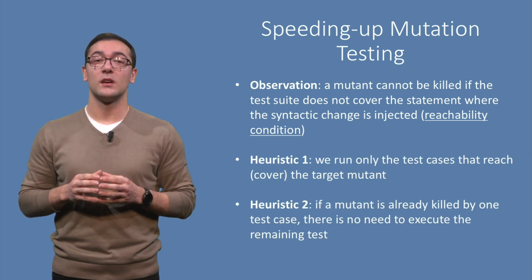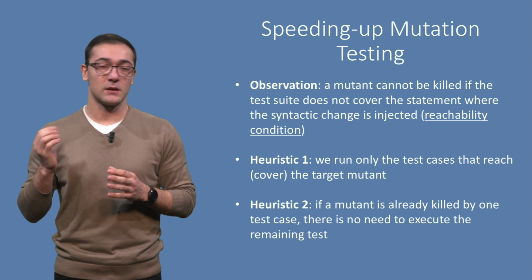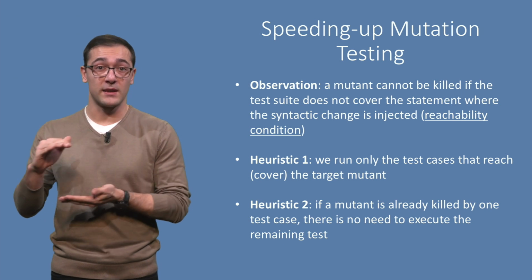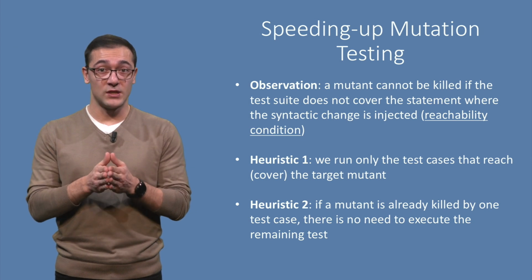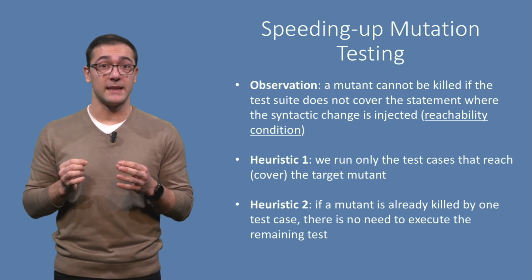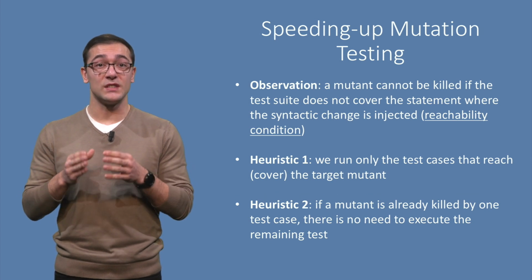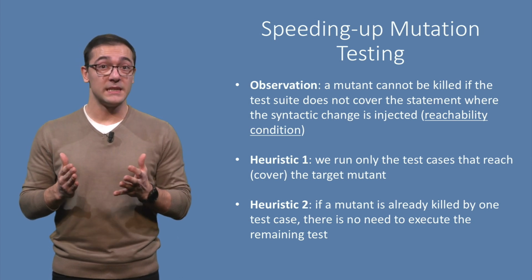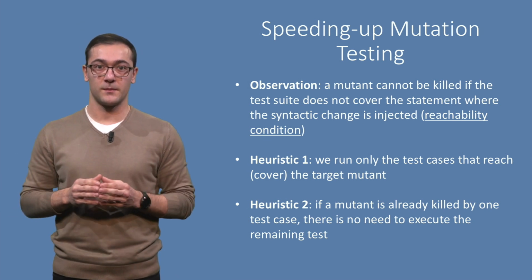Based on this observation, we can define two simple cost reduction heuristics. The first one consists in running the test suite on the original program to first identify the covered lines. Then, mutation analysis is performed based on the coverage data. Mutants located in code lines not covered by the tests can be skipped. Another simple heuristic consists in stopping the execution of the test suite as soon as the mutant is killed. This means that once the mutant is killed, there is no need to run the remaining tests for it.